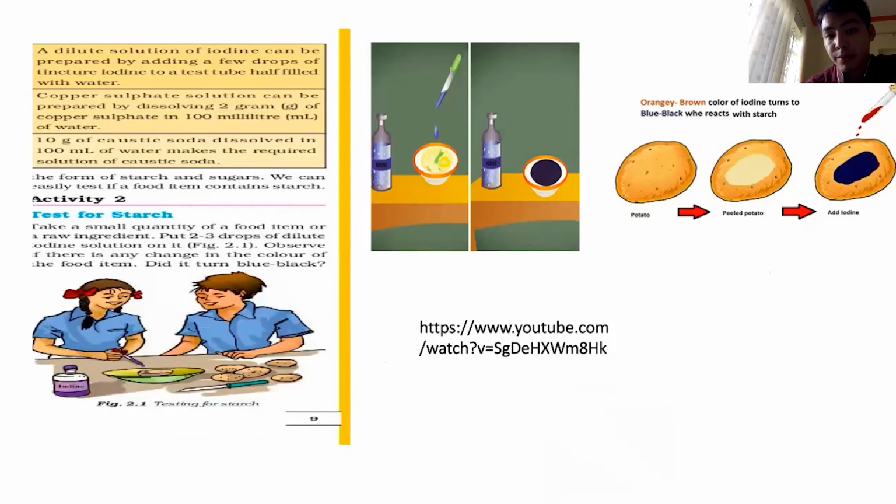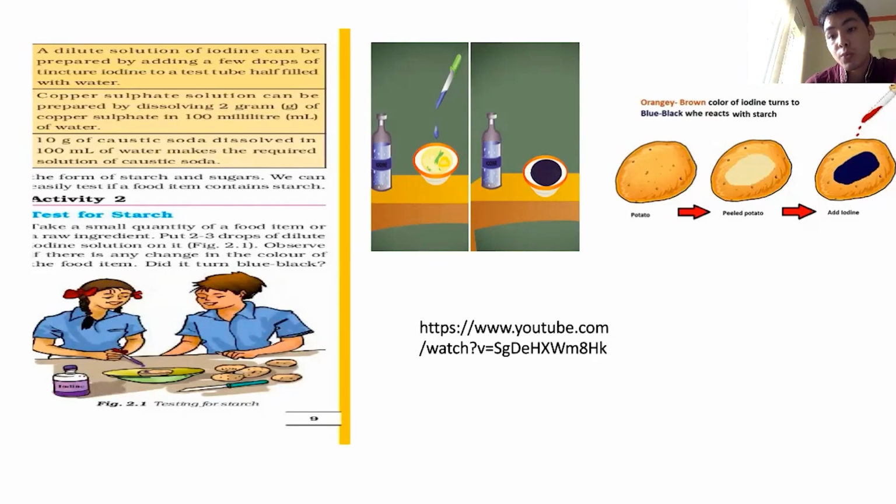The test for starch is very simple. What you have to do is take a few drops of iodine solution. Iodine solution is usually reddish or brown in color. Put those few drops on the food. If the color turns blue, then starch is present.